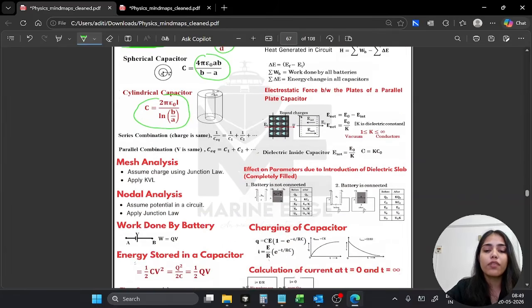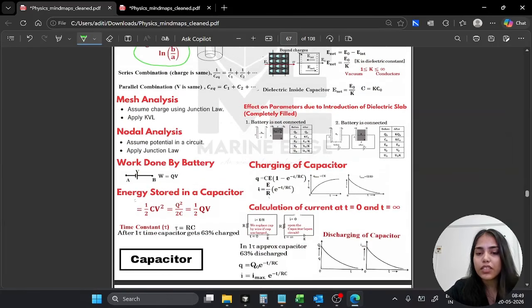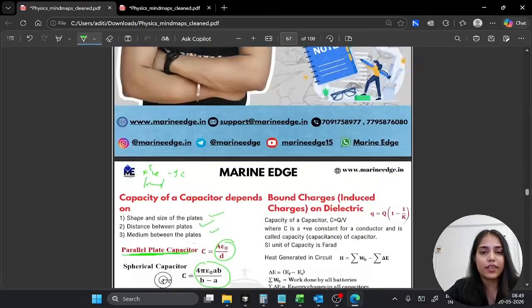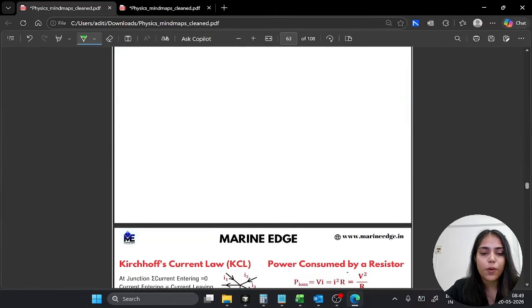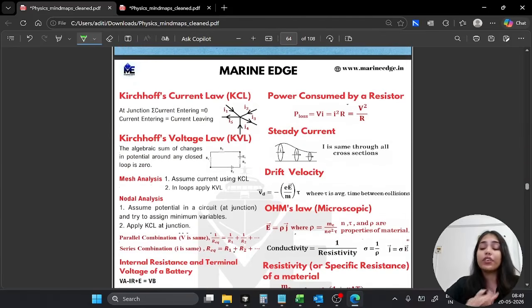Moving forward, before we cover this part, we'll just check once about current. So, here we have current electricity. When we talk about electrostatics, that means charges are at rest. When the charges are in motion, we see current. So, flow of charge per unit time is known as current.